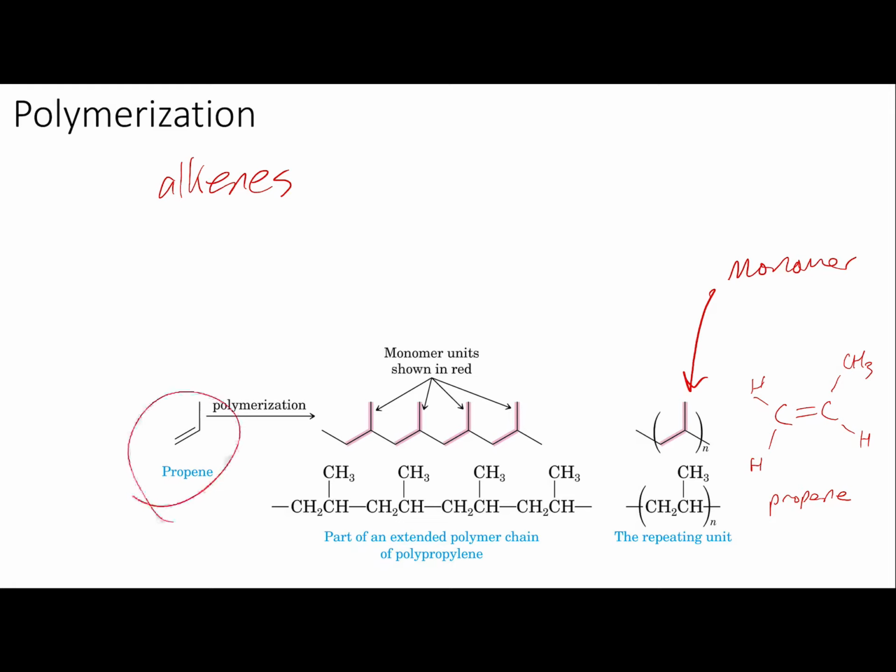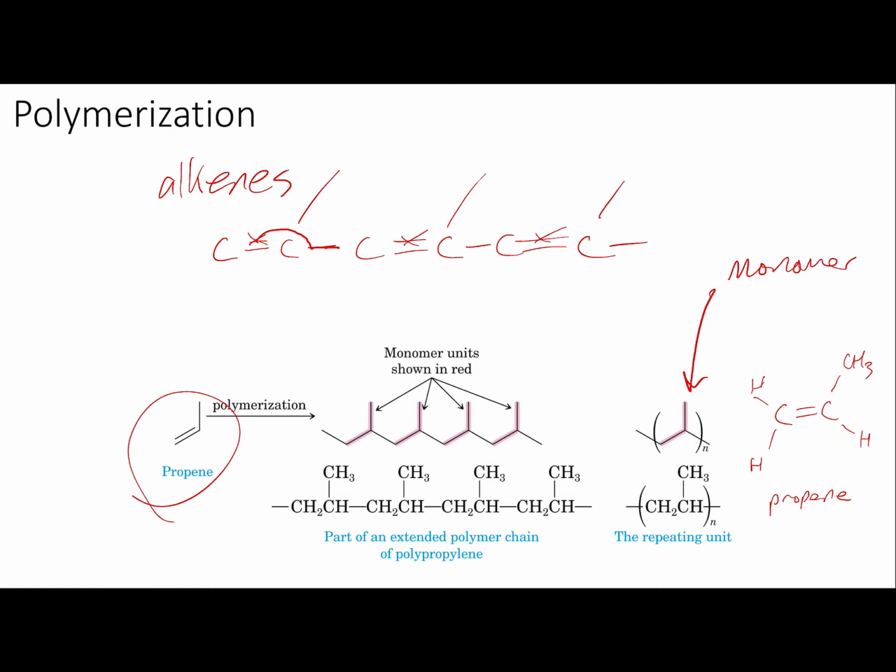Let me show you what happens if we take three propene monomers, each a C double bond C with a methyl group. If I take 3 monomers and let them react together, what happens is the double bond moves to form just a single bond between them. So this double bond goes away. Now we have a single bond. This double bond goes away, single bond.